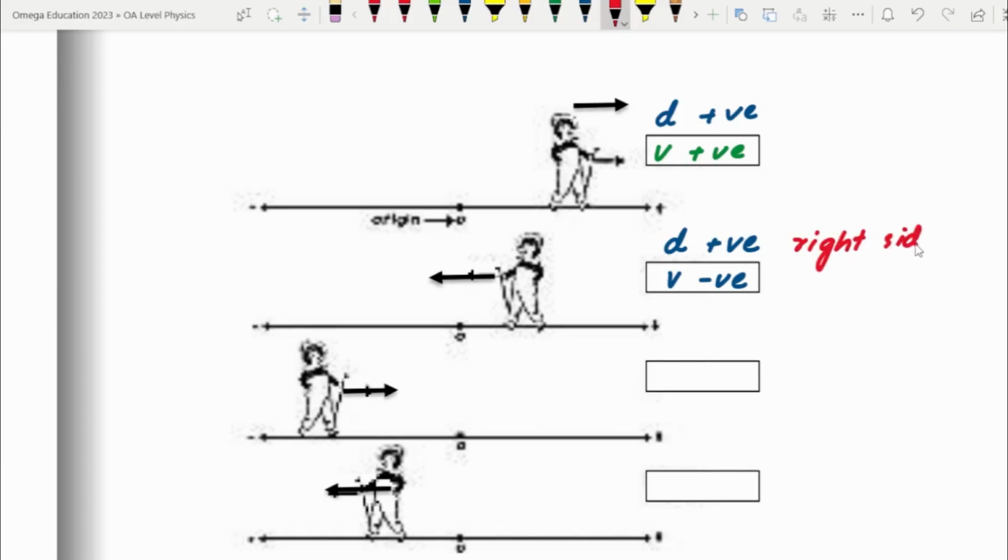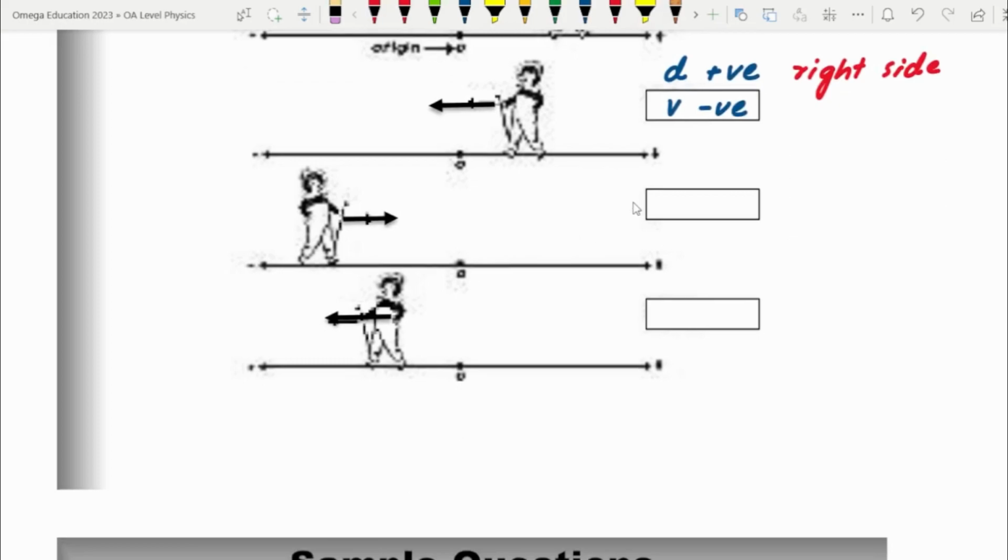The direction of motion does not affect the sign of displacement. The direction of motion helps to determine the sign of velocity. The sign of displacement is determined by your position with respect to the origin. If you're on the right side, no matter where you're moving, even if you were moving on the right side, your displacement would have been positive. Even if you're moving on the left side, your displacement is still positive. Why? Because you're on the right side of the origin.